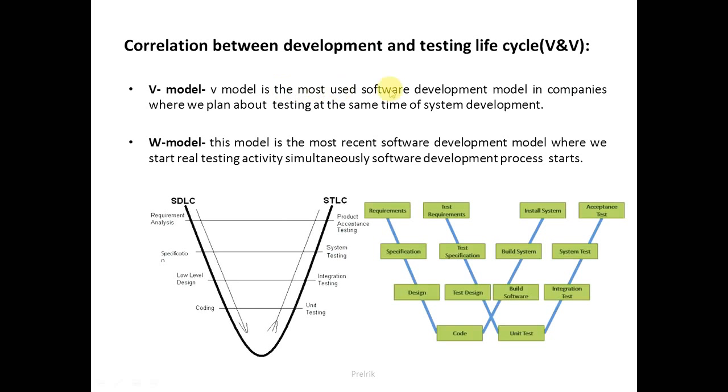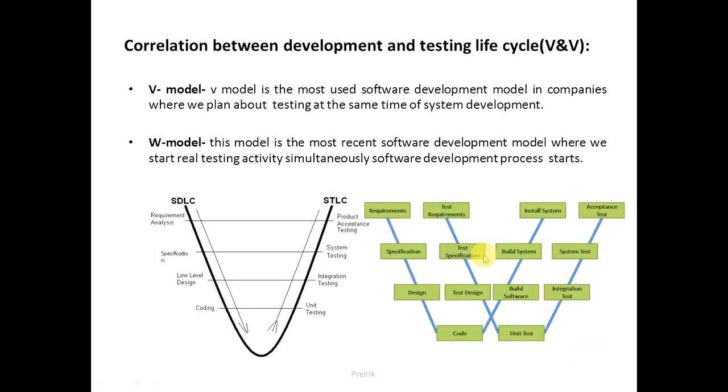The V model is the most used software development model in companies, where we plan testing at the same time as system development. So we are planning testing at the same time as software development. Okay, and now let's see the W model.